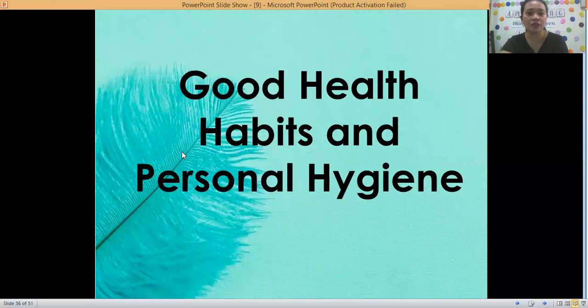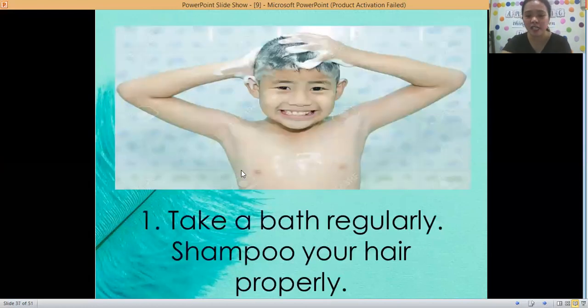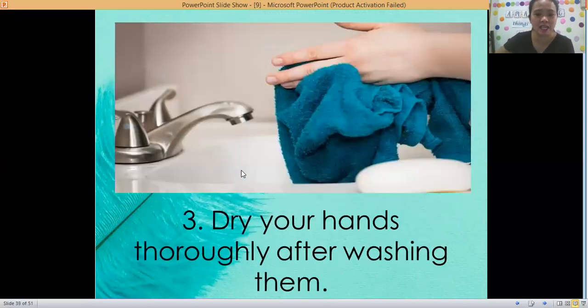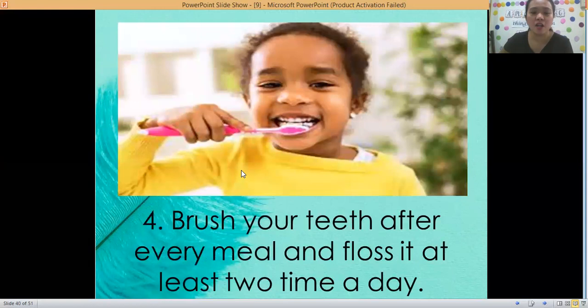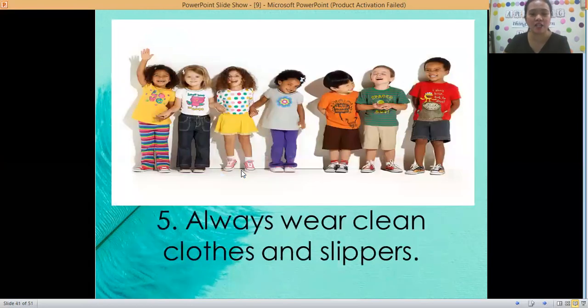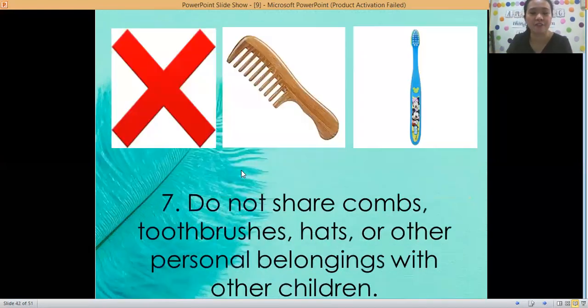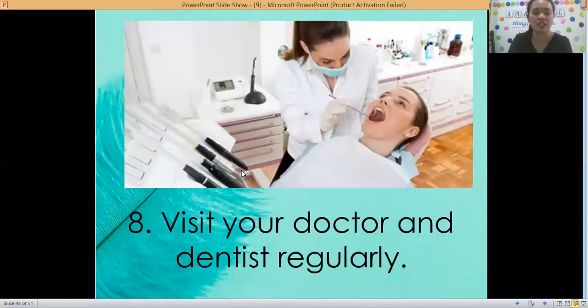So the good health habits and personal hygiene: take a bath regularly, shampoo your hair properly, wash your hands with soap and water all the time, dry your hands thoroughly after washing them, brush your teeth after every meal and floss at least 2 times a day. Always wear clean clothes and slippers. Use a clean tissue or handkerchief to cover your mouth when sneezing or coughing. Do not share combs, toothbrushes, hats, or other personal belongings with other children. And also visit your doctor and dentist regularly.